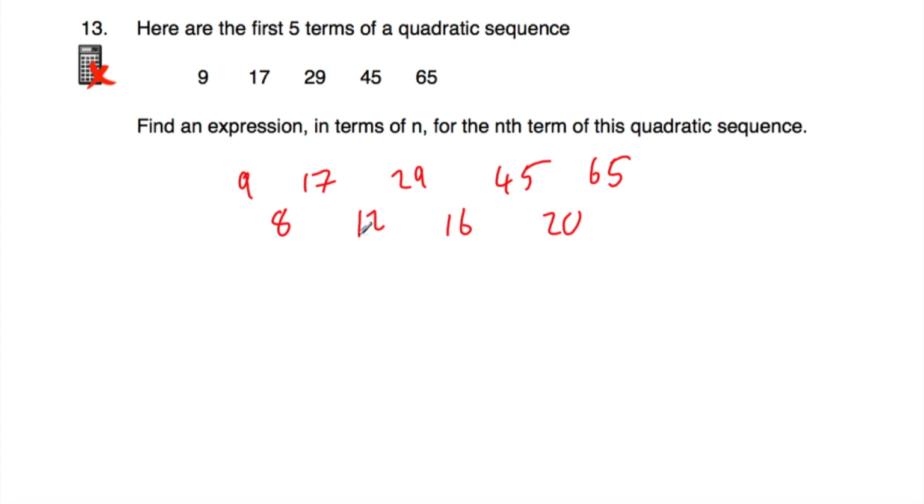And then if we write down our second differences, so in other words, if we look at what we're adding, seeing what they're getting bigger by each time, so we add an 8, then 12, then 16, and then 20, they're getting bigger by 4 each time.